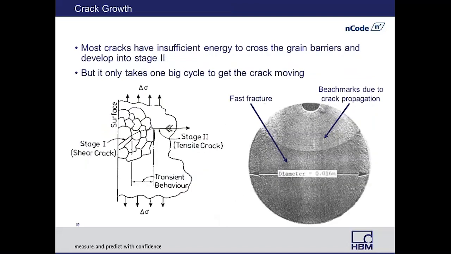And then lastly, let's talk a little bit about crack growth. This is going to be the second stage of fatigue. Our crack has gone beyond a grain boundary. It has gotten to a length that is large enough to see visibly, large enough for inspections. And just a couple of things worth mentioning here is that most cracks tend to have insufficient energy to cross the grain boundaries. However, do keep in mind it just takes one big cycle to get that crack across the grain boundaries, and at that point we are at a crack growth stage.